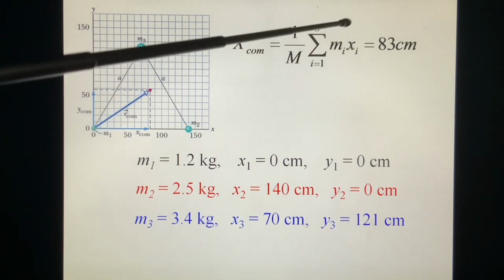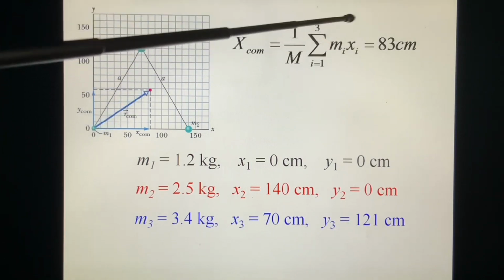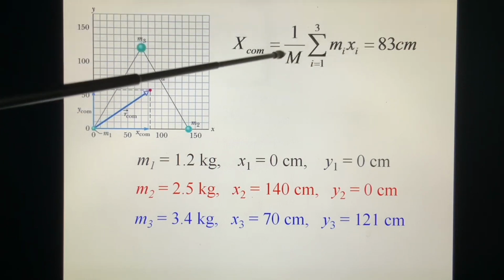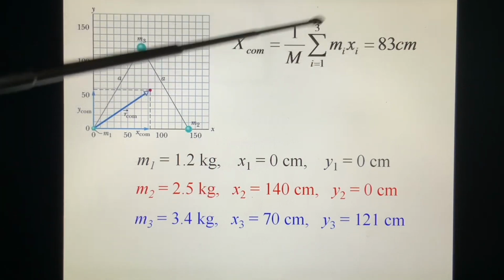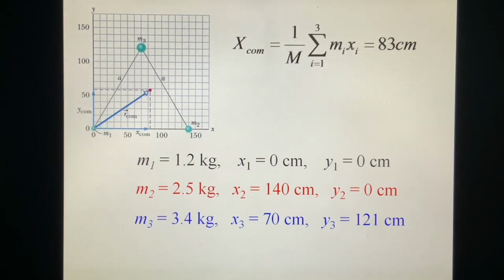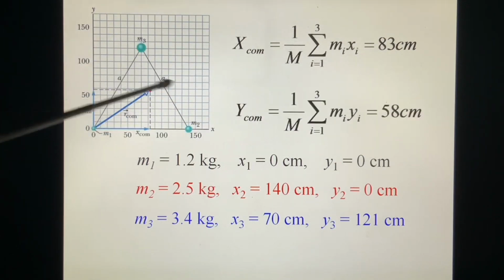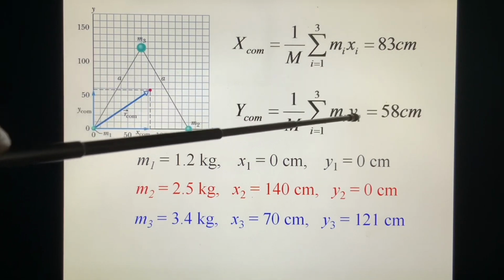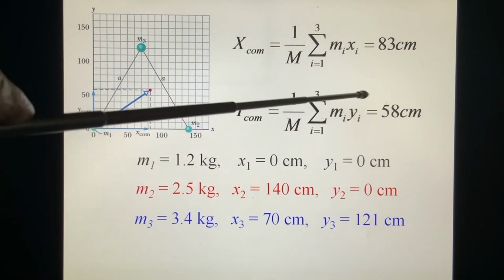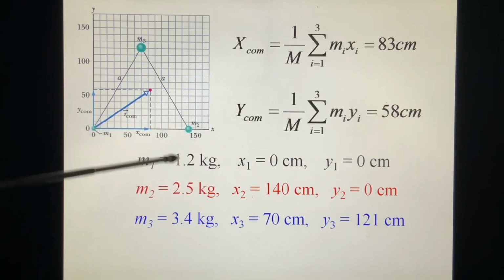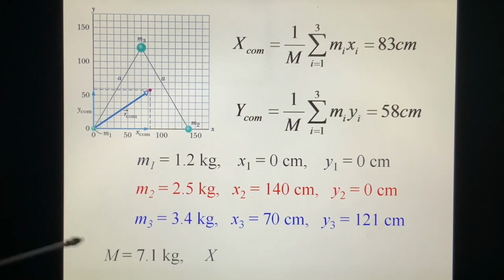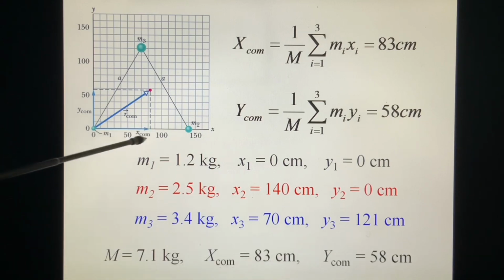Then we put in the formula. x com equals the sum of m1 x1 plus m2 x2 plus m3 x3, divided by the total mass m1 plus m2 plus m3. y com is equal to the sum of m1 y1 plus m2 y2 plus m3 y3, divided by the total mass. Putting it together, we get the answer. Total mass 7.1 kilograms, x com is 83 cm, y com is 58 cm. So this is the center of mass of this triangle.